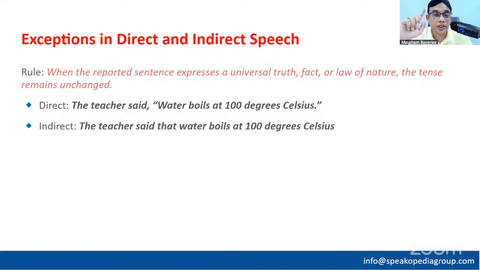So whenever you are using a universal truth, for example, the sun rises in the east. This is a known fact. This is a universal truth. The sun rises in the east. Water boils at 100 degrees Celsius. Whenever there is a universal truth, there is no change in the tense. Earlier, if you remember, we were changing the tense. But now, no change. So the teacher said, "Water boils at 100 degrees Celsius." Indirect: the teacher said that water boils at 100 degrees Celsius. See, there is no major change here, because it is a universal truth. So this is an exception.